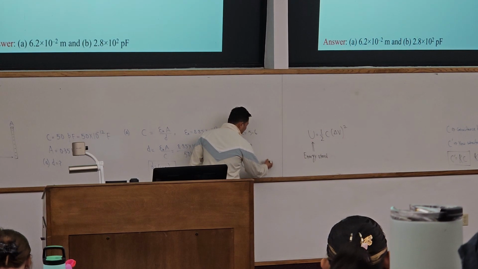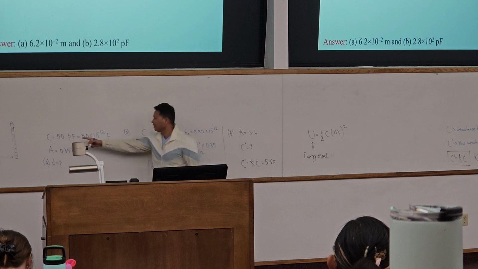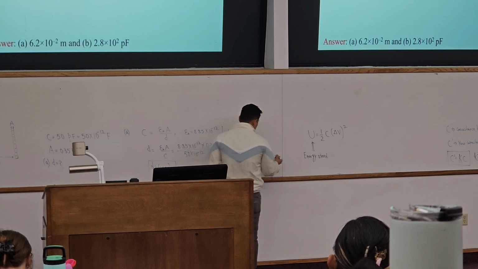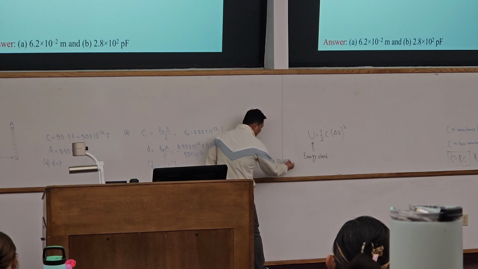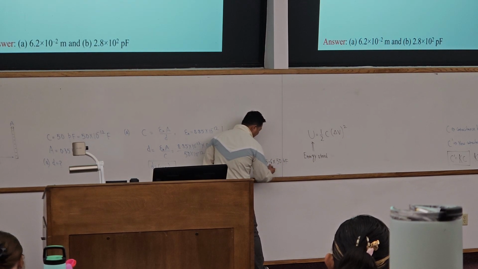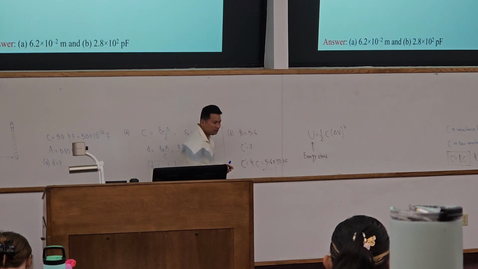So it will be 5.6 times the value we have, 50 picofarad. Whatever value you get, that is going to be the answer. Very simple.